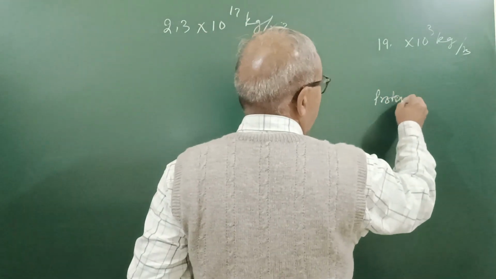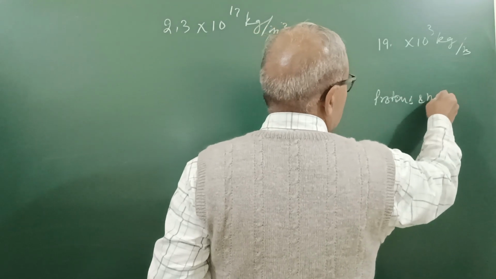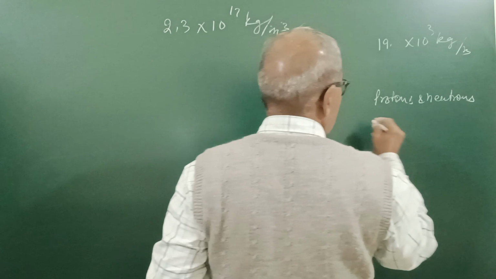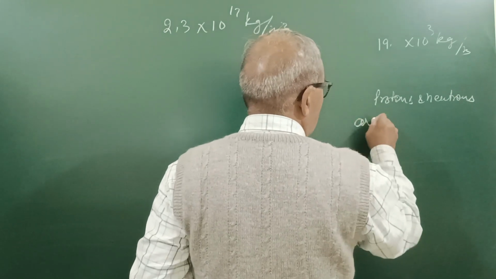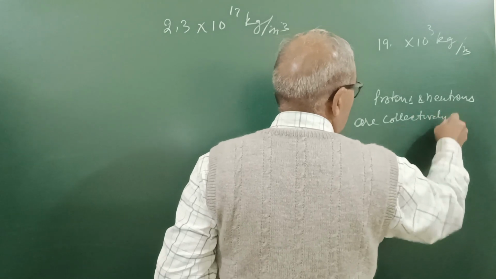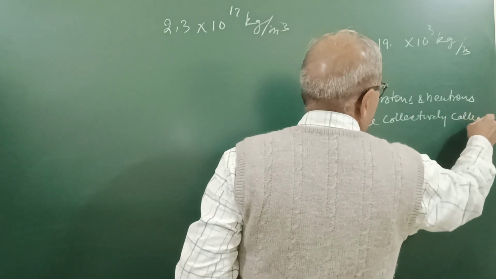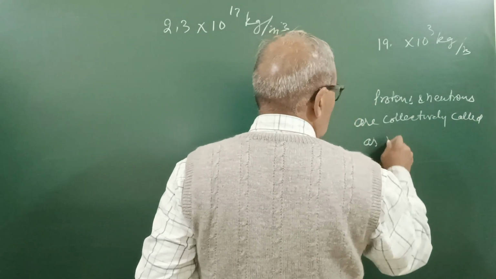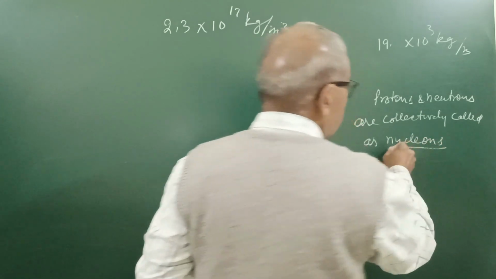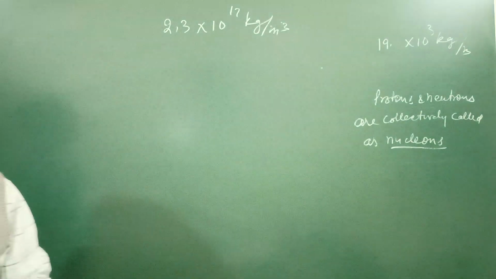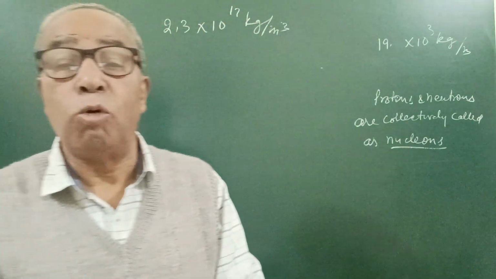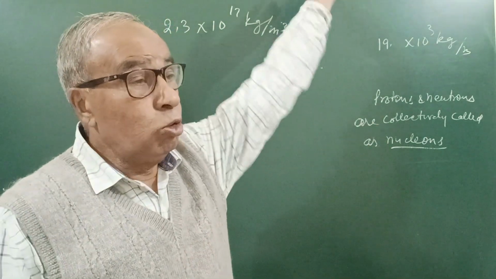Now the question arises: protons and neutrons are given a common name. Protons and neutrons are collectively called nucleons. So what is holding these nucleons in such a small region and producing such a high density?